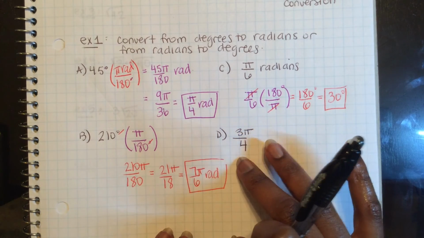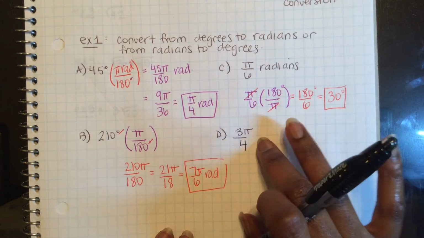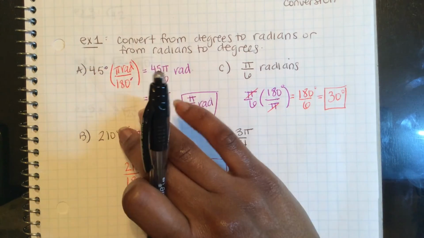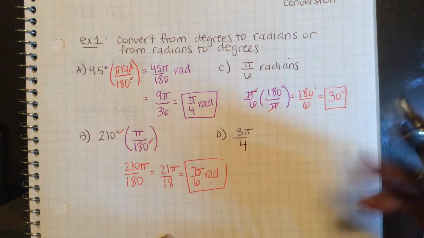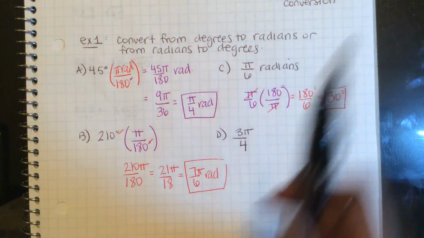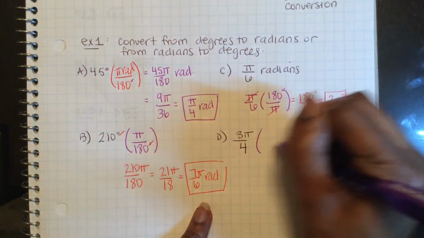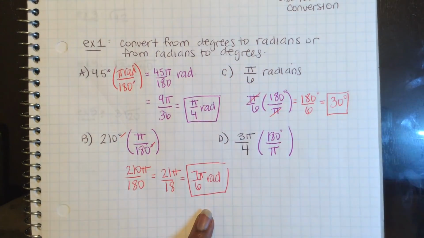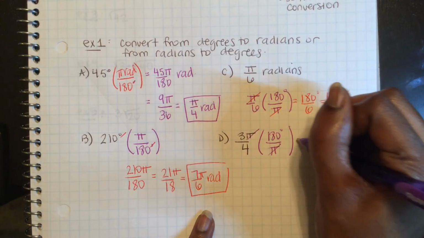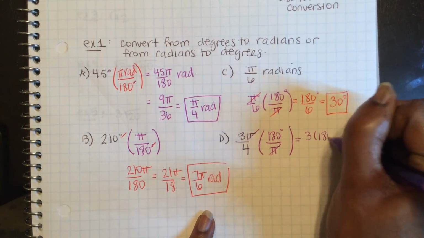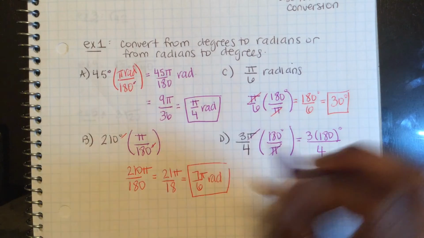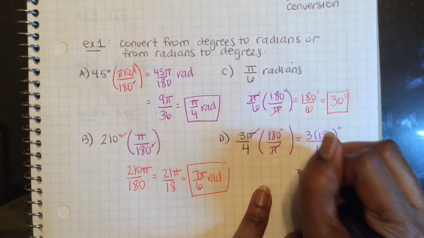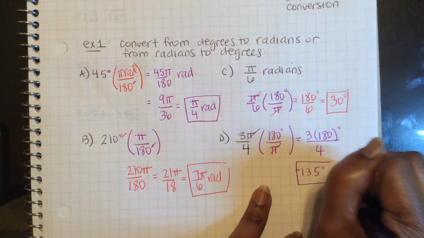My last example here is D. 3 pi over 4. It doesn't say degrees, so I'm assuming this is radians. If it doesn't have a degree symbol, like these two, then I know it has to be radians. So therefore, to convert into degrees, I will multiply by 180 degrees over pi. My pi's cancel. So I'm left with 3 multiplied by 180 degrees over 4. 3 times 180 divided by 4 is 135 degrees.